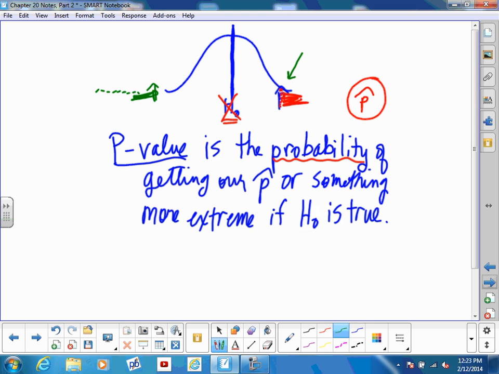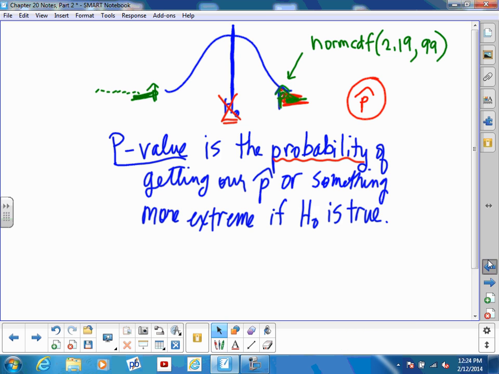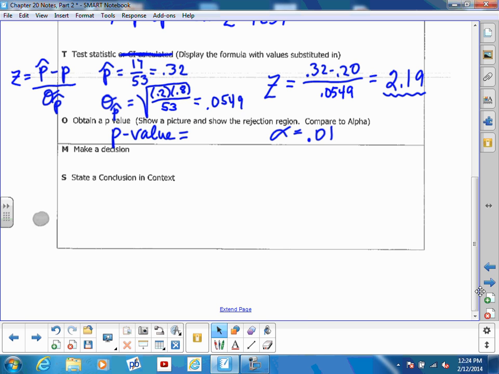We've got this p-hat, how do I find this p-value for our sample? Good. So we are going to use normalcdf from R, 2.19 out to 99, to get the p-value of 0.0143. So there's a 1.43% chance that we would have gotten that sample if the null hypothesis is true, which to me doesn't seem very likely, but they gave us a very low alpha.